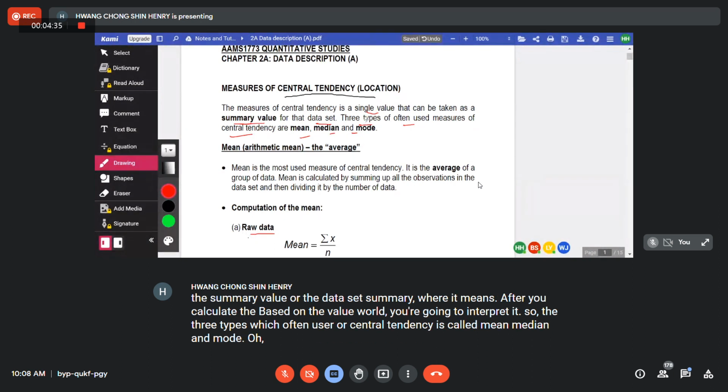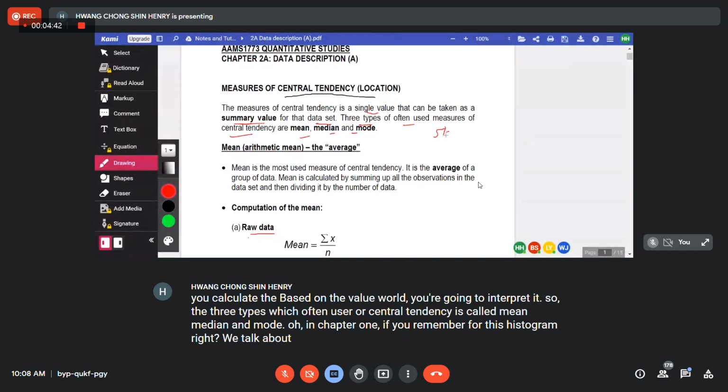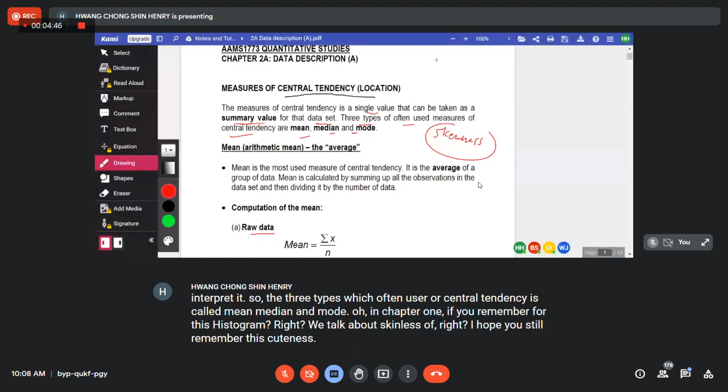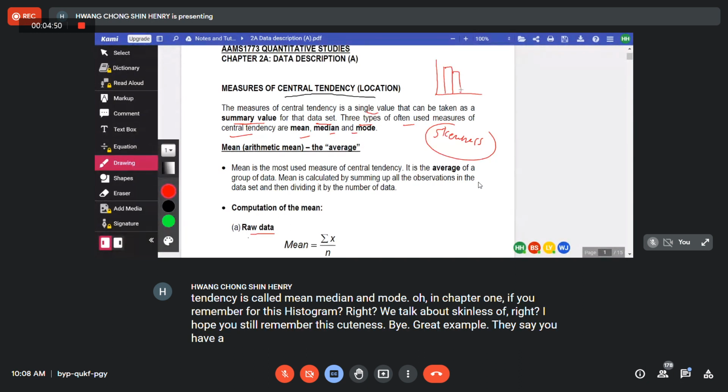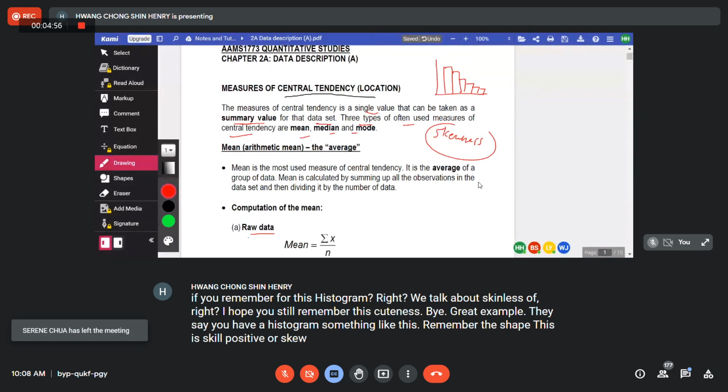Now, in chapter 1, if you remember for the histogram, we talked about skewness. I hope you still remember skewness. Quick example, let's say you have a histogram, something like this. Remember the shape. Is this positive skew or negative skew? Remember or not? We did that last Saturday.